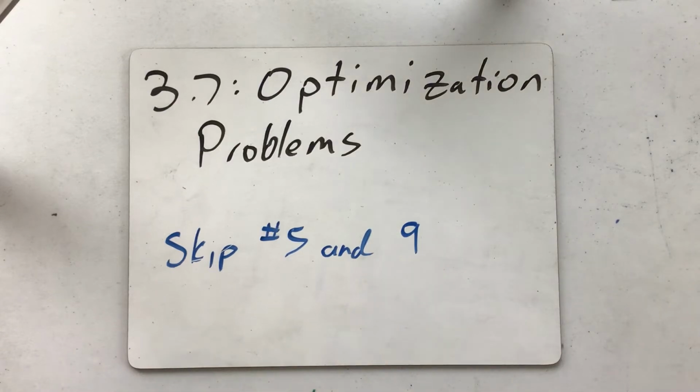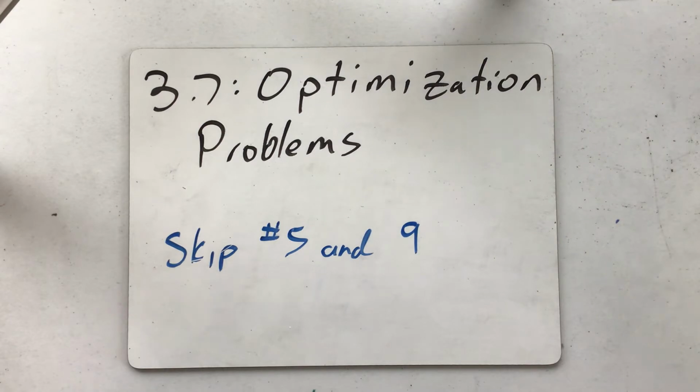Chapter 3.7 focuses on optimization problems. These are a series of story problems where we ask ourselves really important questions, like if you're a farmer building a fence, how big does it need to be to maximize the area of your fence? Okay, so farmers probably don't worry about this.